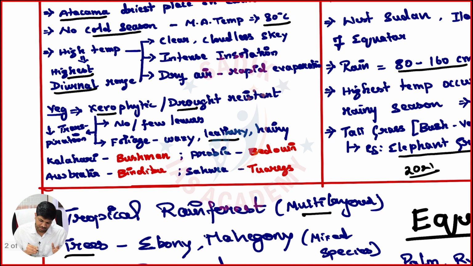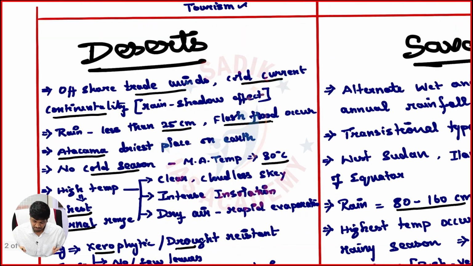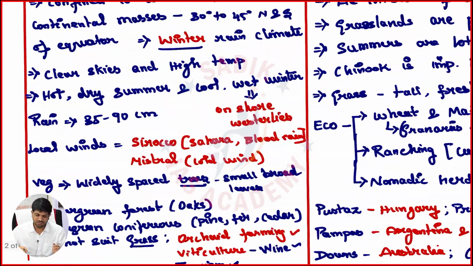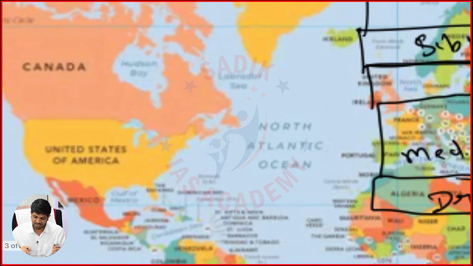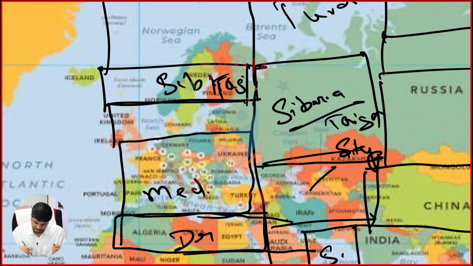In the Kalahari desert, the Bushman tribe are present, and in Arabia it is the Bedouin, and in Australia it is the Aborigines, and in the Sahara they are the Tuaregs. They are the important tribes in the desert region, and above this desert it is the Mediterranean climate, friends. See, above this dry desert it is the Mediterranean climate.